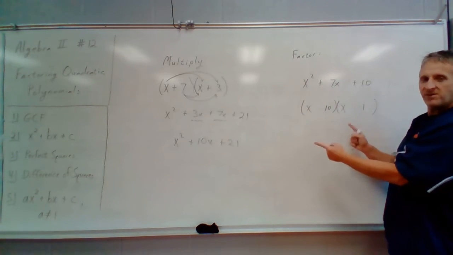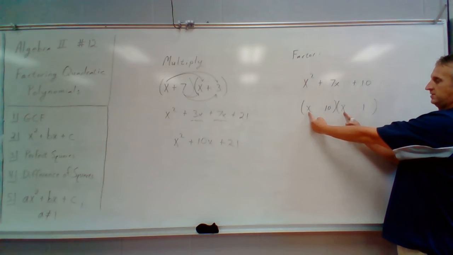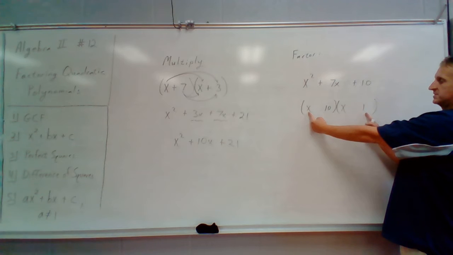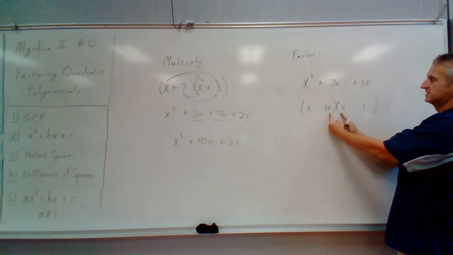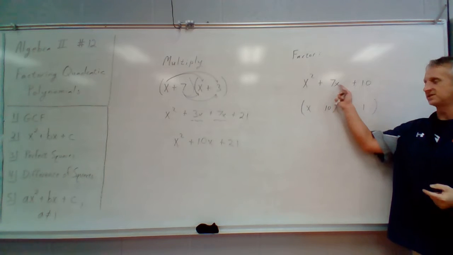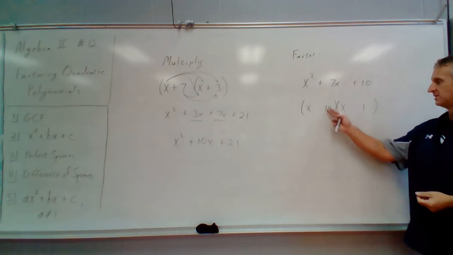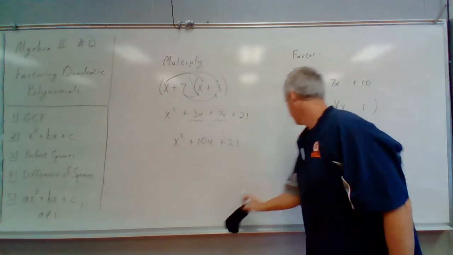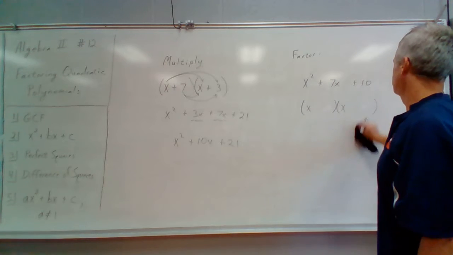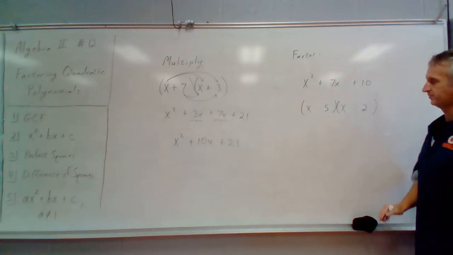Okay, so think about what would happen then if we multiplied this out. So I would get x squared, and I would get 1x, and I would get 10x. Is there any way to add or subtract a 1x and a 10x to get a 7x? No, you would either get an 11x or a 9x or something like that. There's no way to get a 7x. So that wouldn't work. But what would work is a 5 and a 2.